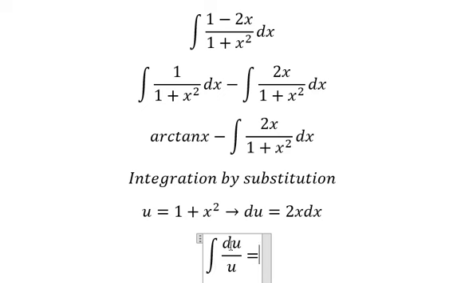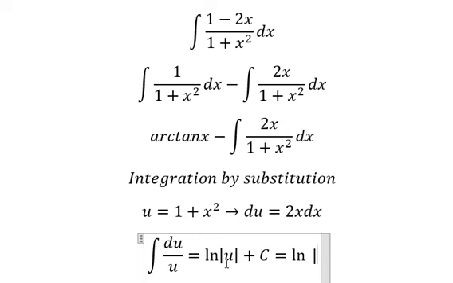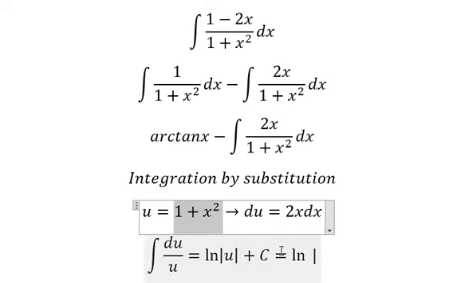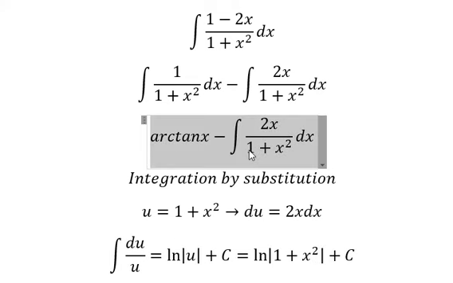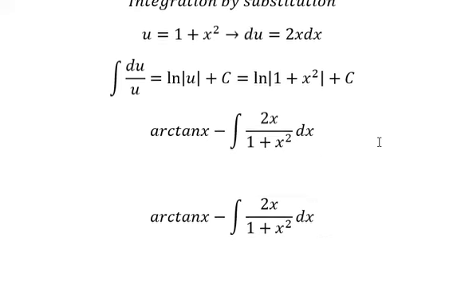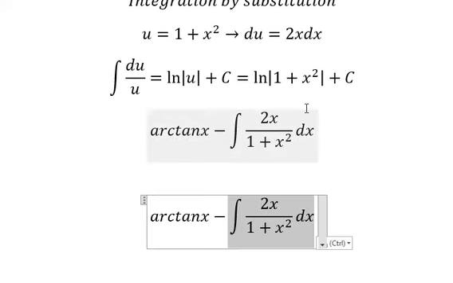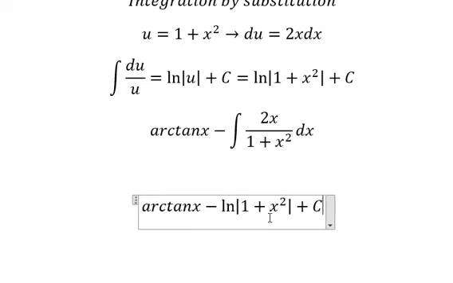The integration of this one gives us ln of the absolute value of u, and we put c. As for u, that is 1 plus s squared. Now we go back in here. The integration of this one is that, and then we put c in here.